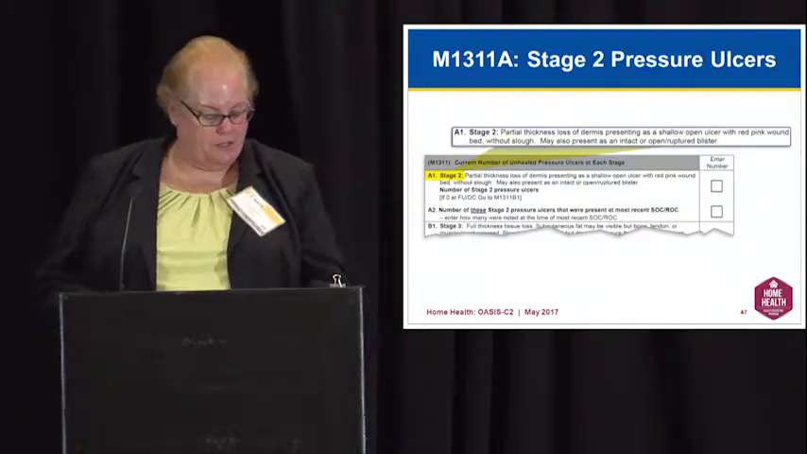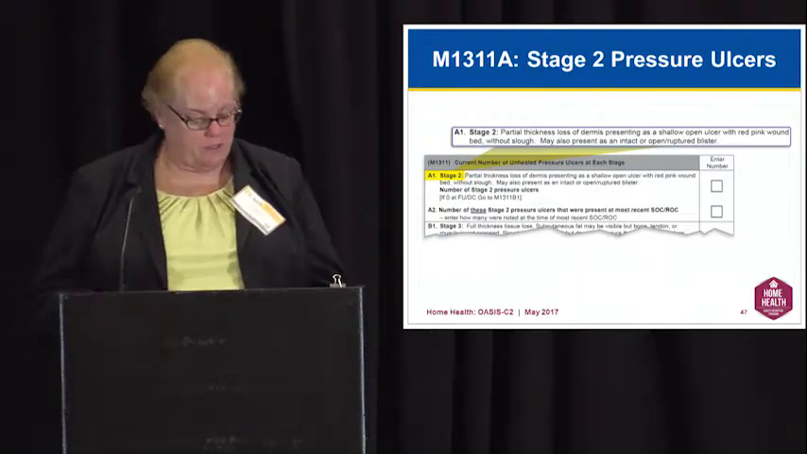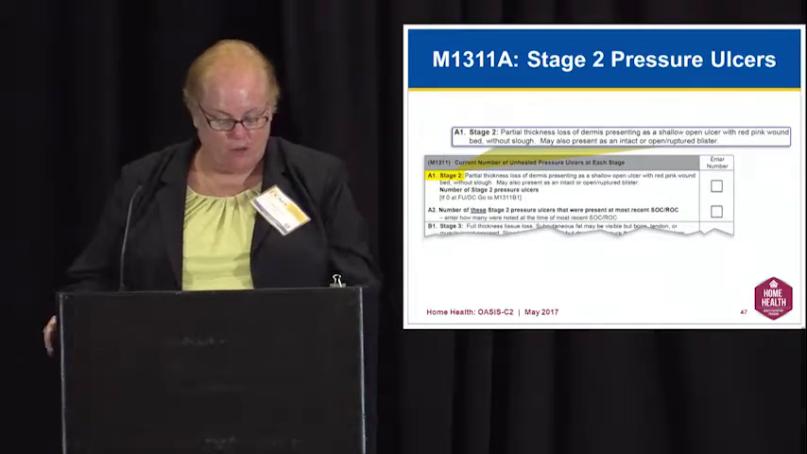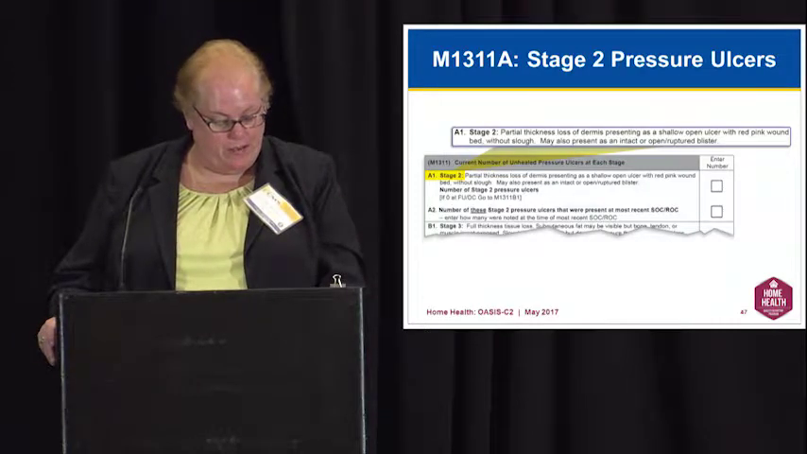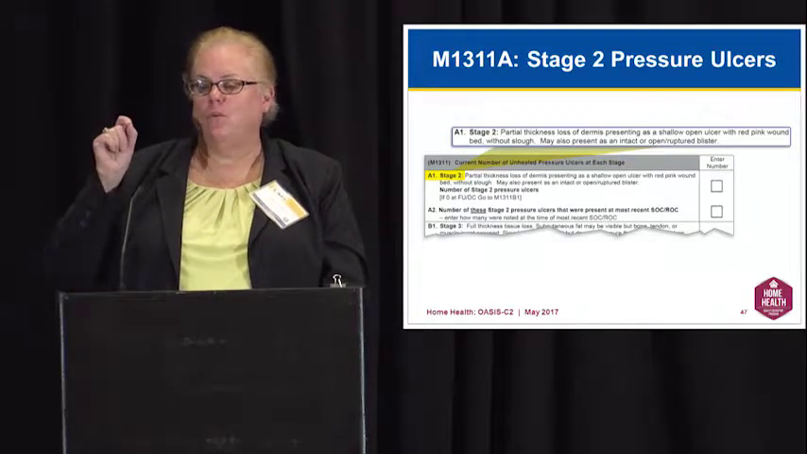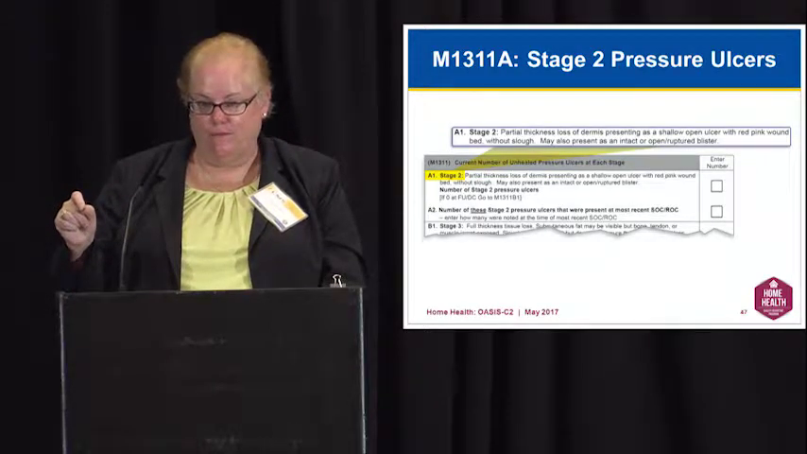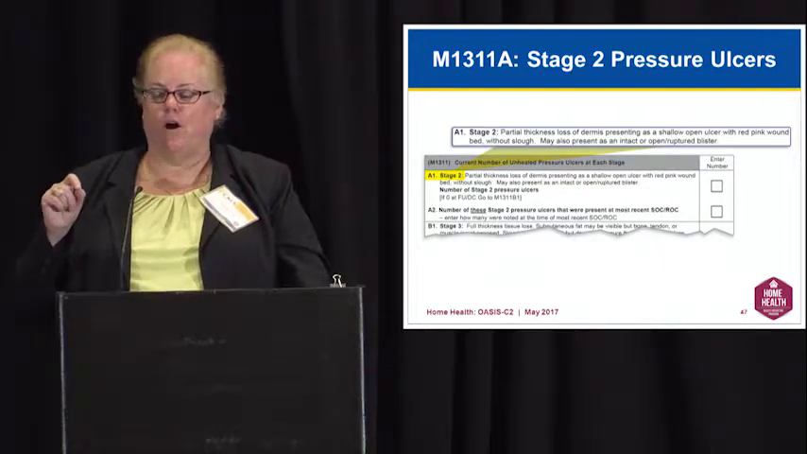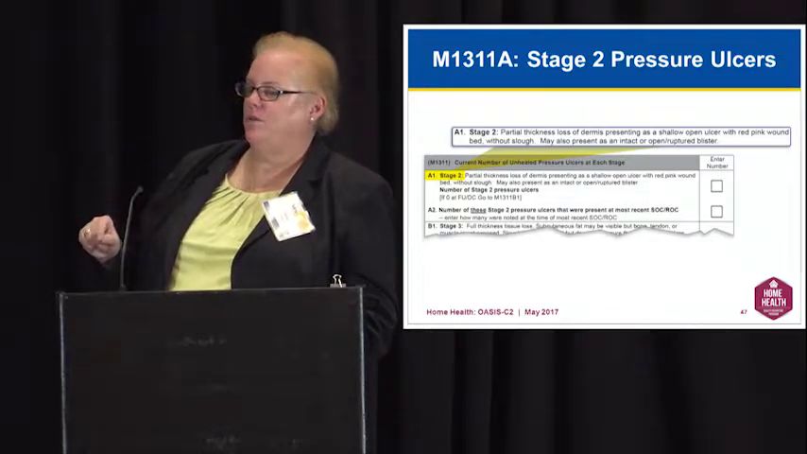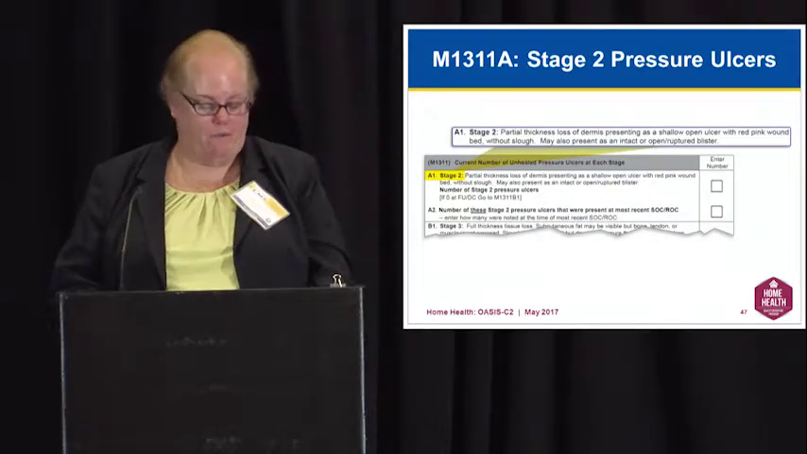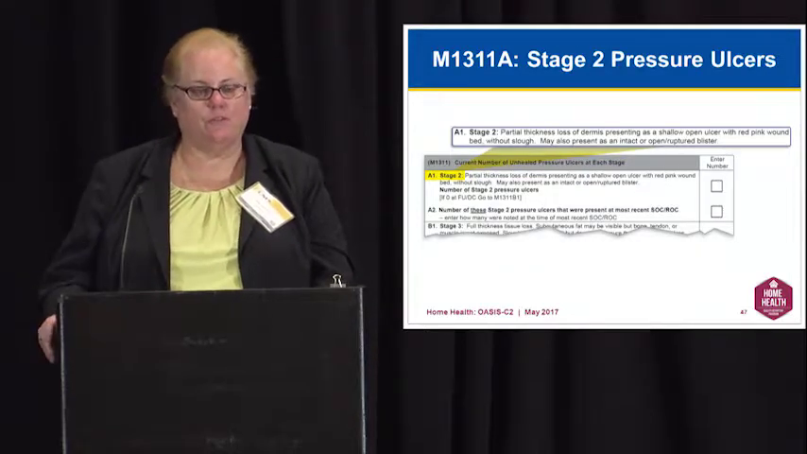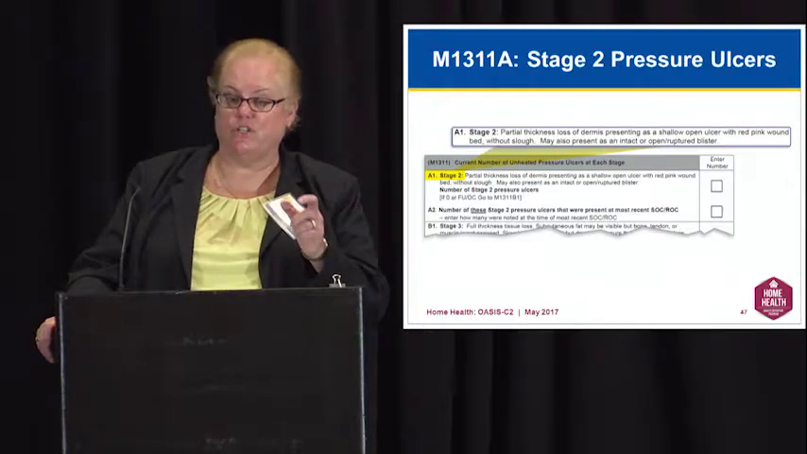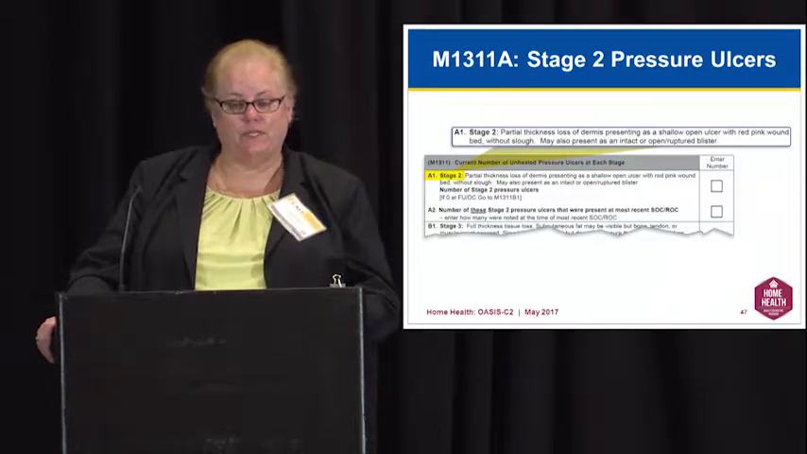So here, this is starting to go through, and we're going to talk about stage 2. Stage 2 is a partial thickness loss of dermis presenting as a shallow open ulcer with a red pink wound bed, key piece, without slough. So that's an important piece. This is one where I would say to you, are you confident in your nurses or therapists or whoever's going to go out and look at wounds? Would they be able to determine, and would they accurately code a stage 2 versus a stage 3 that's pretty shallow? If it has slough, can it be a stage 2?